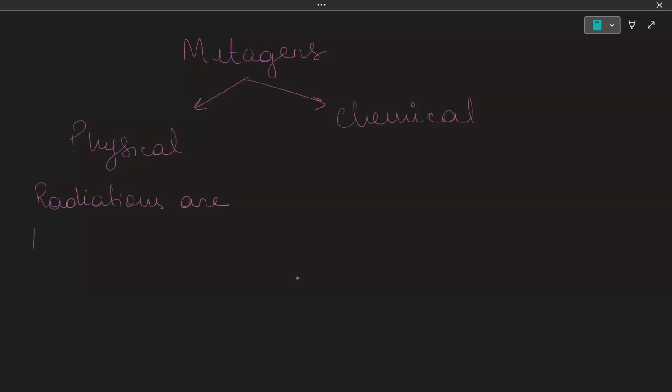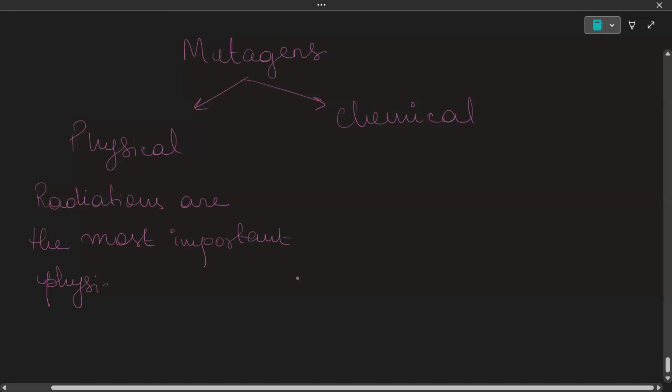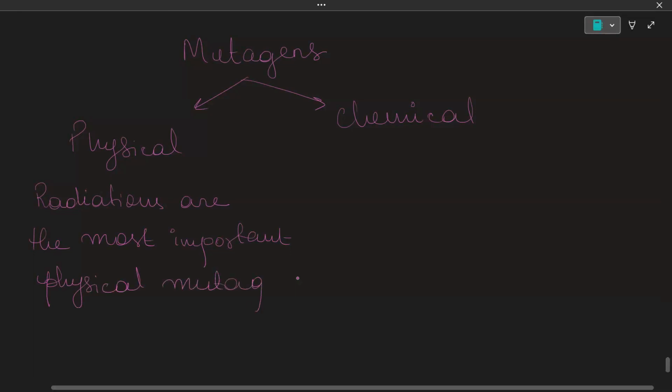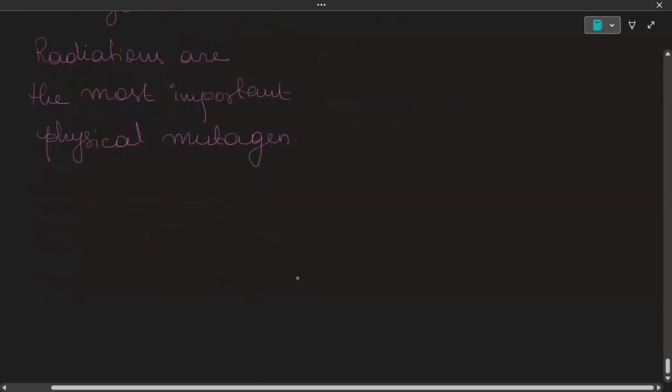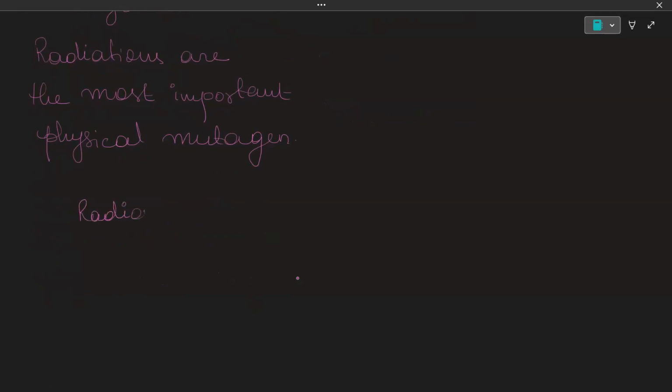All right. So talking about the physical mutagens, we'll say that radiations are the most important physical mutagen. And what are mutagens? Factors that cause mutation. Yeah, all sorts of agents that cause the mutation.